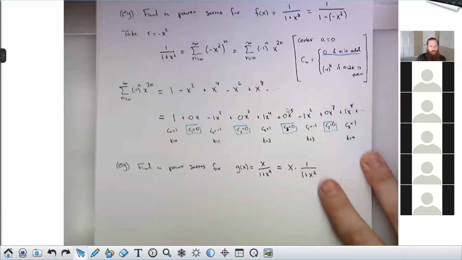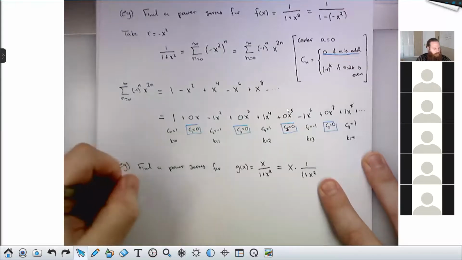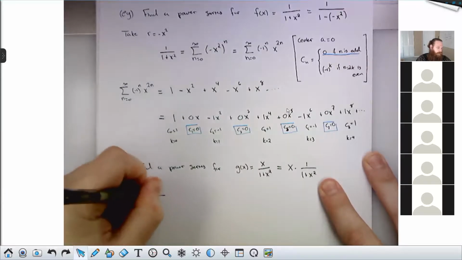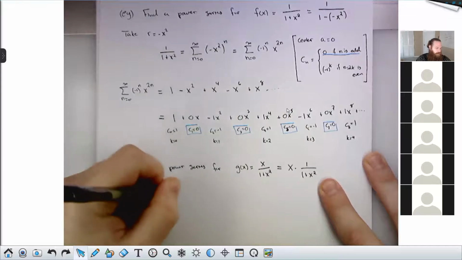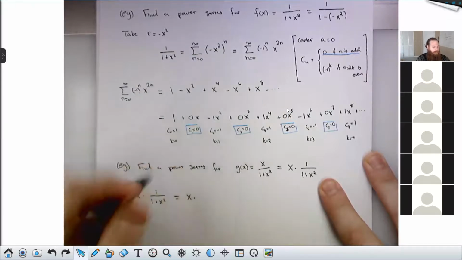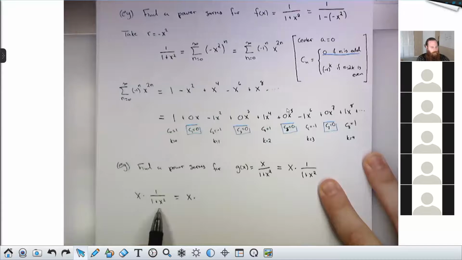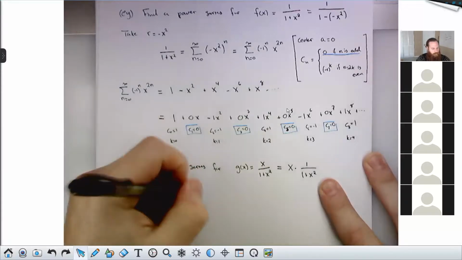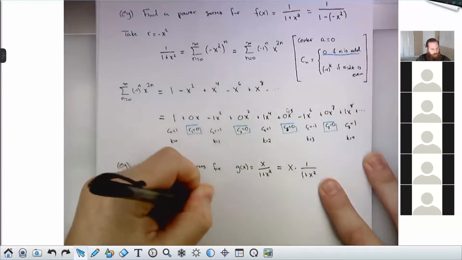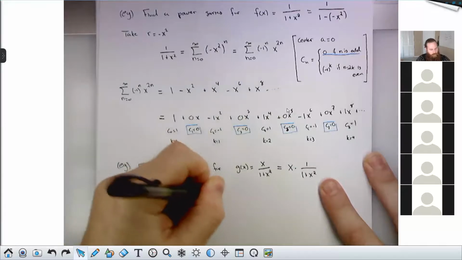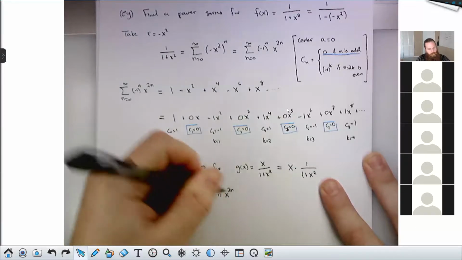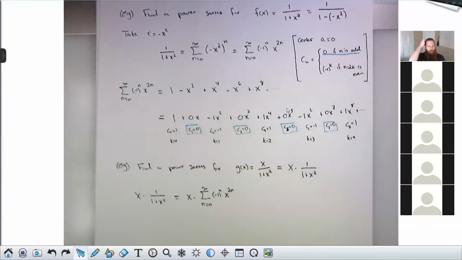And I know a series for 1 over 1 plus x squared. x times 1 over 1 plus x squared is x times the series for 1 over 1 plus x squared, which is this. So once you start developing a library of series that you know well, you can get series for related functions by multiplying, dividing, shoving things around.